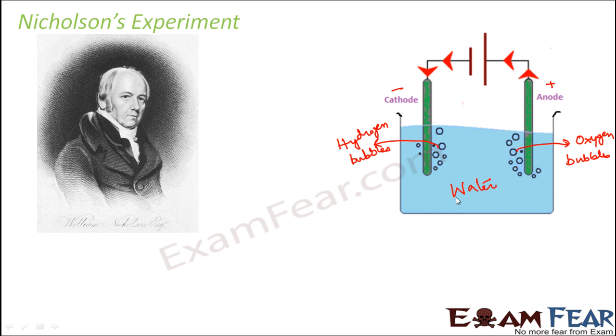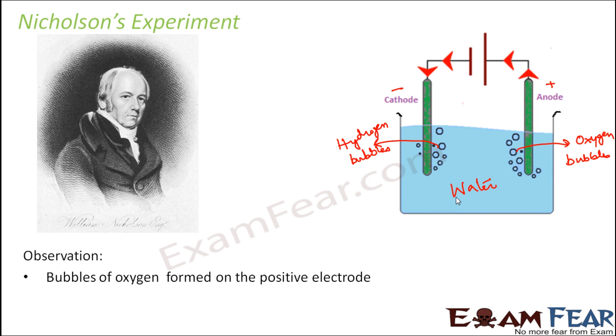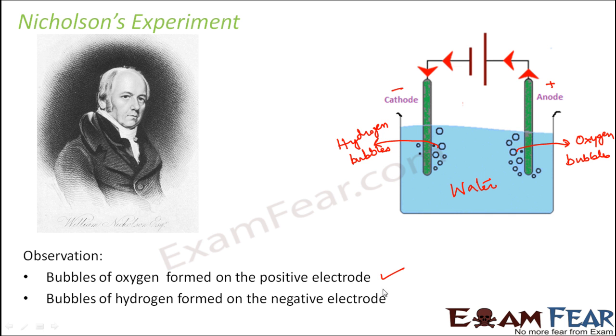So this was another experiment which proved that chemical changes take place in a solution when electric current is passing through it. So the observation was bubbles of oxygen formed on the positive electrode and bubbles of hydrogen formed on the negative electrode.